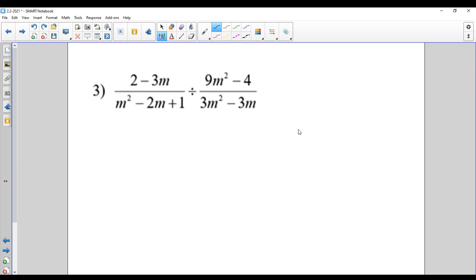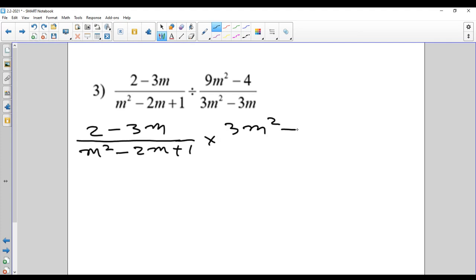First things first. Where do we start? Yes, Jay. Good. Same thing I asked the last time when Ashton did that. So 2 minus 3m, that stays where it is. M squared minus 2m plus 1, that stays where it is. But then we're going to multiply now by 3m squared minus 3m over 9m squared minus 4. That's what we're doing.